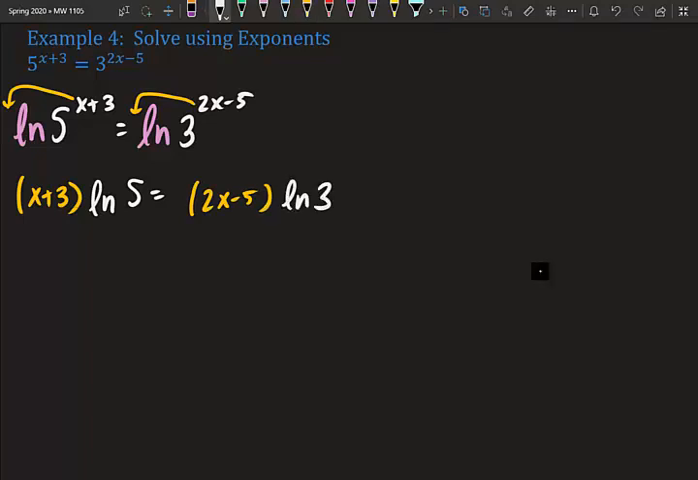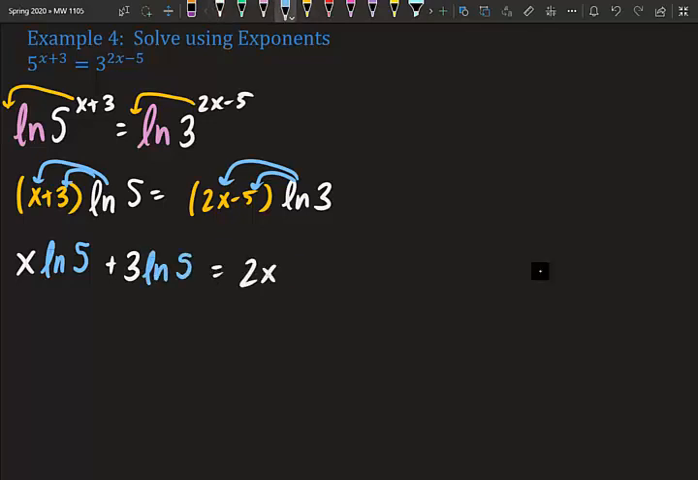Okay, we did that. Now, anytime we see parentheses and something outside, what do we usually do? We usually distribute, and that's exactly what we're going to do. So when we distribute, we actually can't distribute because it's x times ln5, so you just write it next to it. We have x ln5. I accidentally said ln3, but you get it. And then we have 3 ln5 equals 2x ln3 minus 5 ln3.